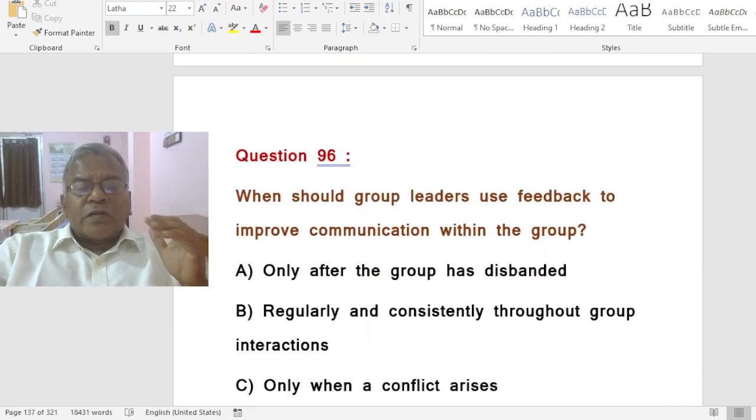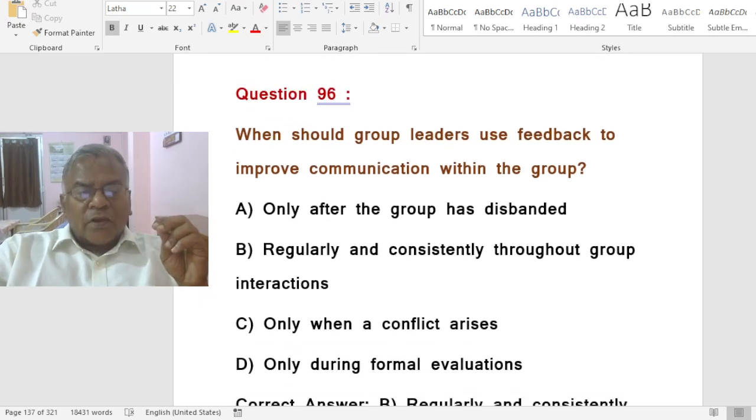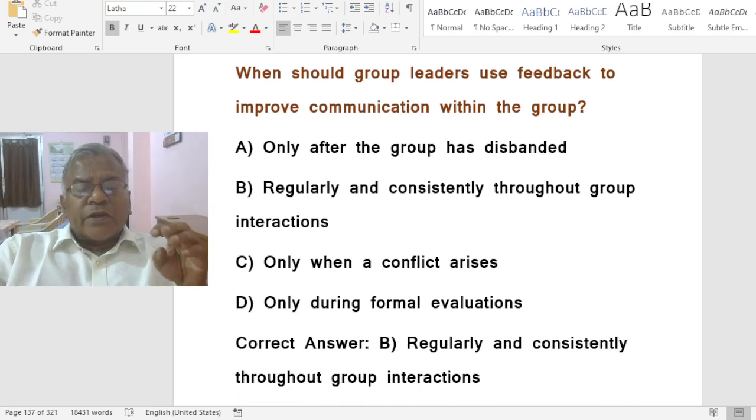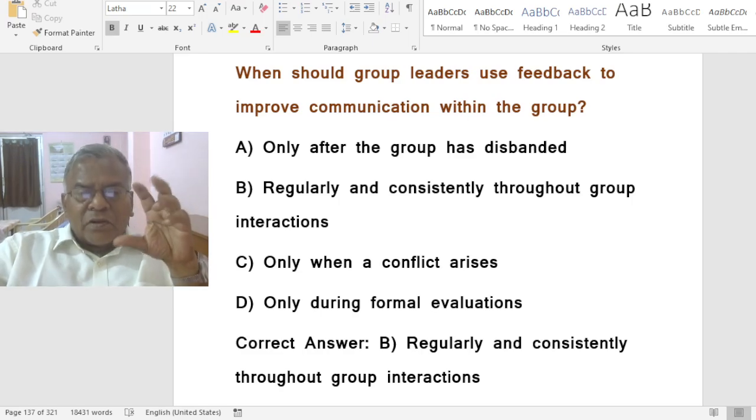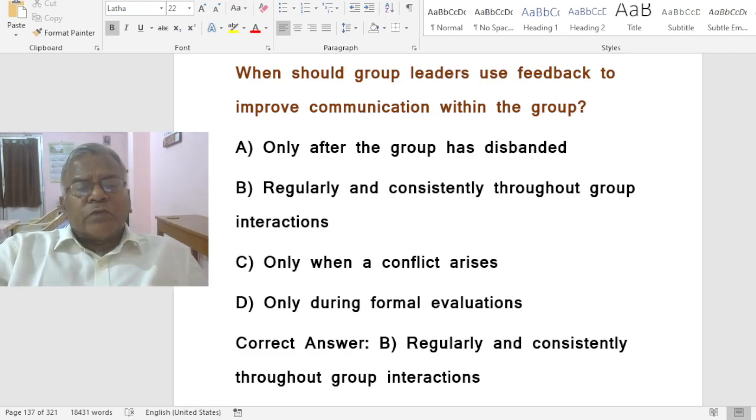When should group leaders use feedback to improve communication within the group? Yeah, I mean, you just see all the four options. I mean, at which time, which situation the group leaders should use feedback to improve communication within the group.